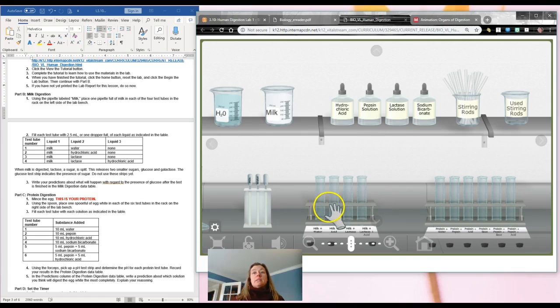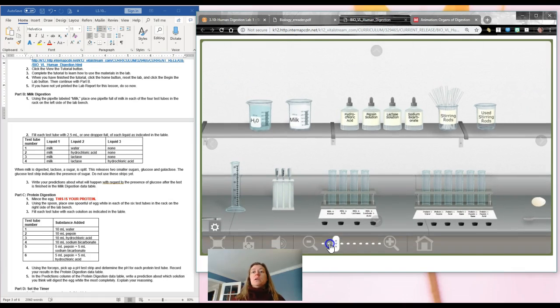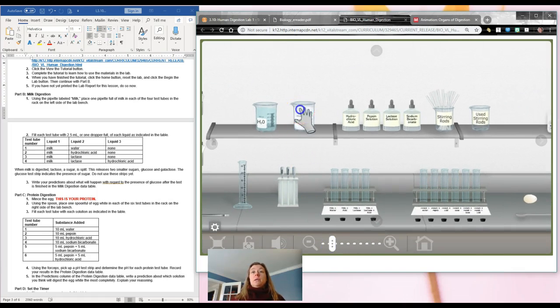All right, so this is what we're going to be working with, and the milk. So this says, using the pipette labeled milk, place one pipette full of milk in each of the 4 test tubes on the rack. All right, so if we don't know what a pipette is, let's look at what our options are for measuring in the lab. We have this beaker. I could pick it up, but it's not going to let me put it in.